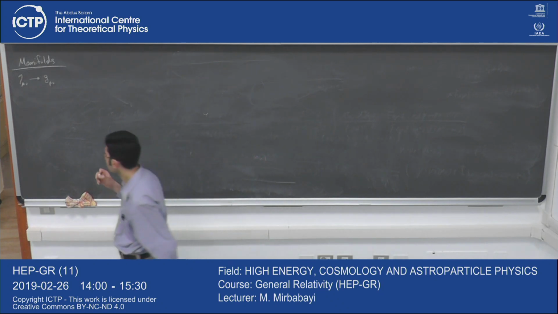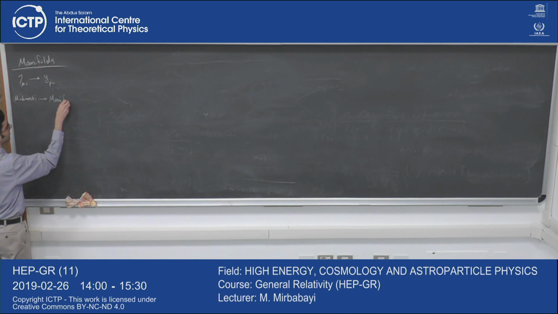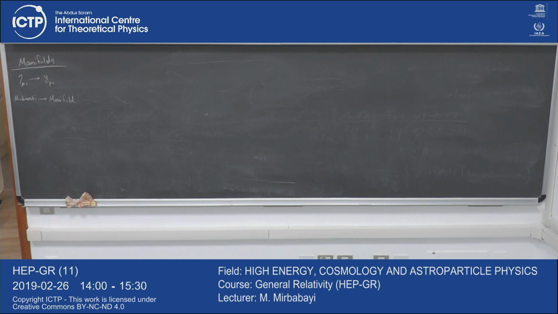Okay, so we go from eta mu nu to g mu nu. We go from the Minkowski space-time to something more abstract, an object or space which is called a manifold. Well, in fact, to define a manifold, we don't even need to talk about the metric. The manifold is just a generalization of the flat space-time, or just flat space, that we have.